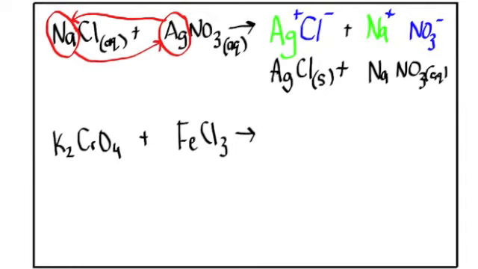Let's look at this one. I'm going to start with green because I think the green's a little bright. I need to do the same thing. I need to recognize the metal. Well, this one here is potassium, and this one here is iron, and they need to switch spots. The iron needs to now go over here and be with the chromate, and the potassium needs to come over here and be with the chlorine.